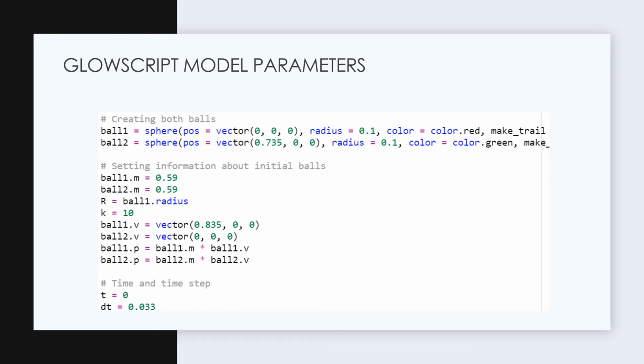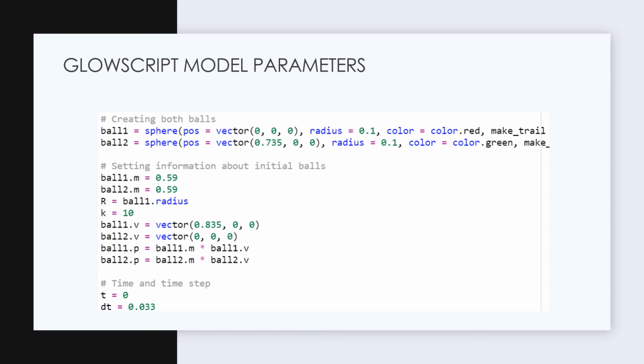Using these values, I was able to create a GlowScript computational model of this collision shown here. I began by creating both masses represented in this situation by spheres. I set the mass of each to be 0.59 kilograms, the initial velocity and position of both carts to be the same as what was observed in the video, and the momentum of the spheres to be mass times velocity in the x direction, since this was the only way in which the carts moved.